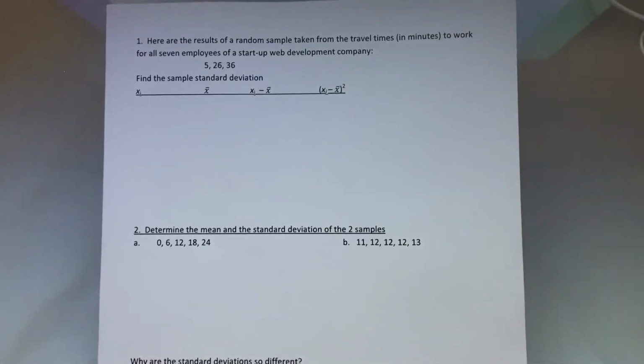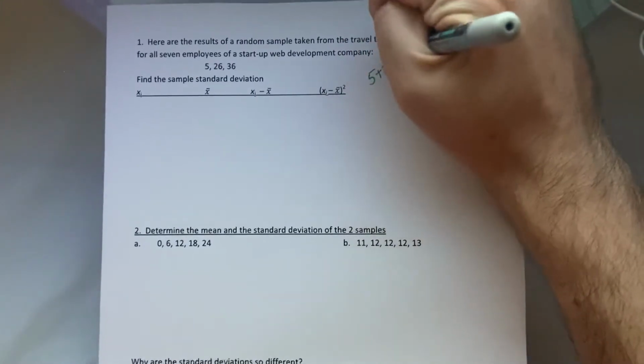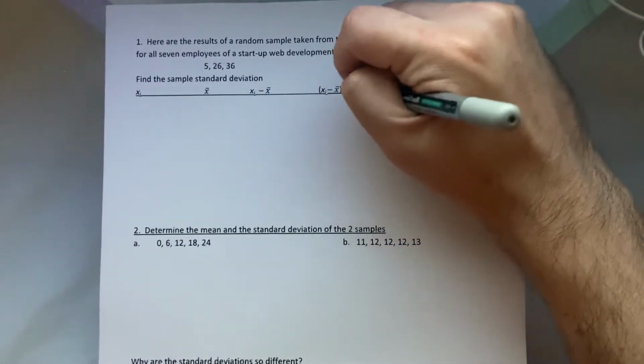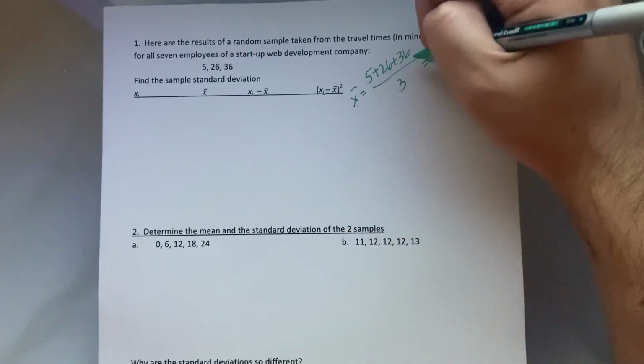Okay, let's do the sample standard deviation in this video. So let's say of those 7 workers that we had in the previous video, you took a random sample of only 3 of them, and you found that their travel time to work was 5, 26, and 36 respectively. So between those 3, you can come up with a new average. X bar is all those added together divided by 3.